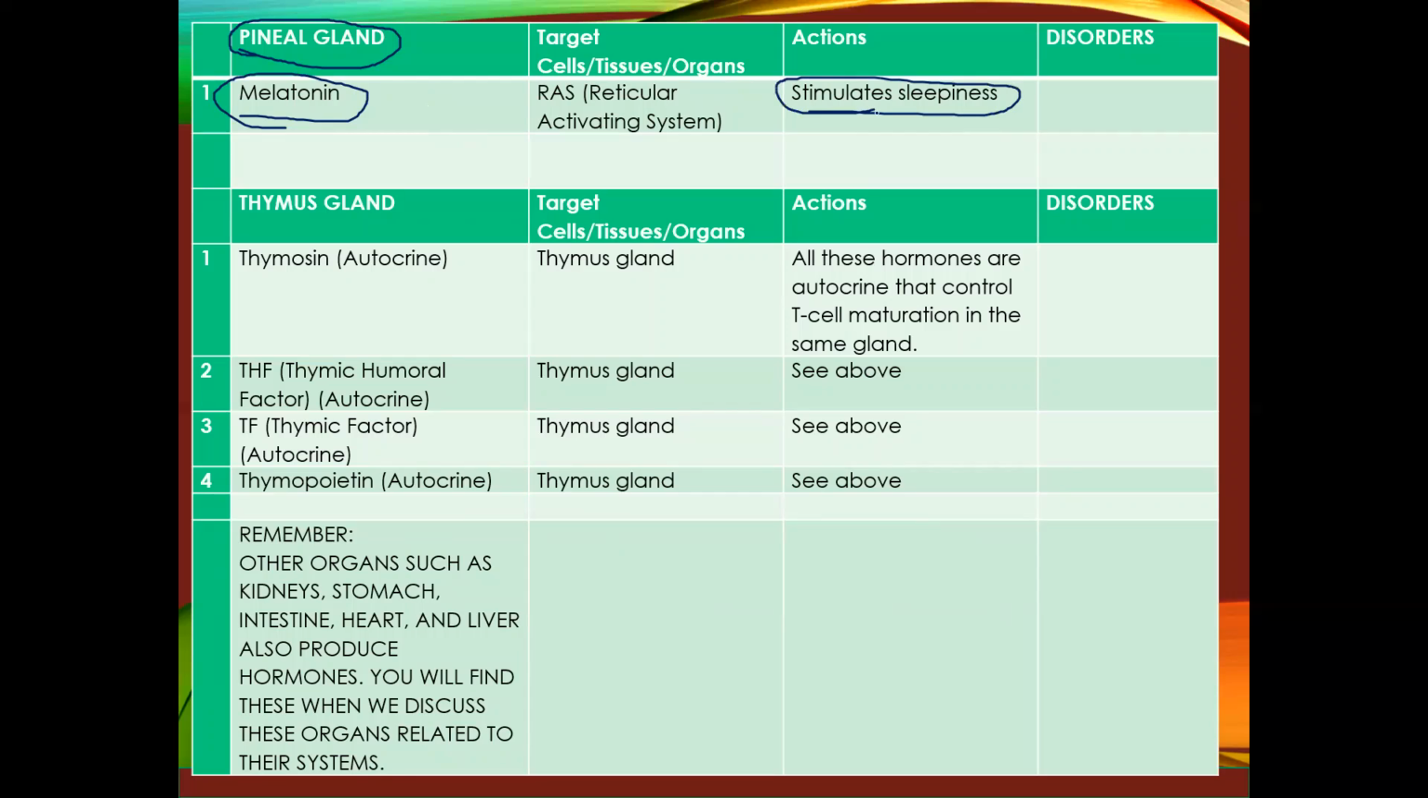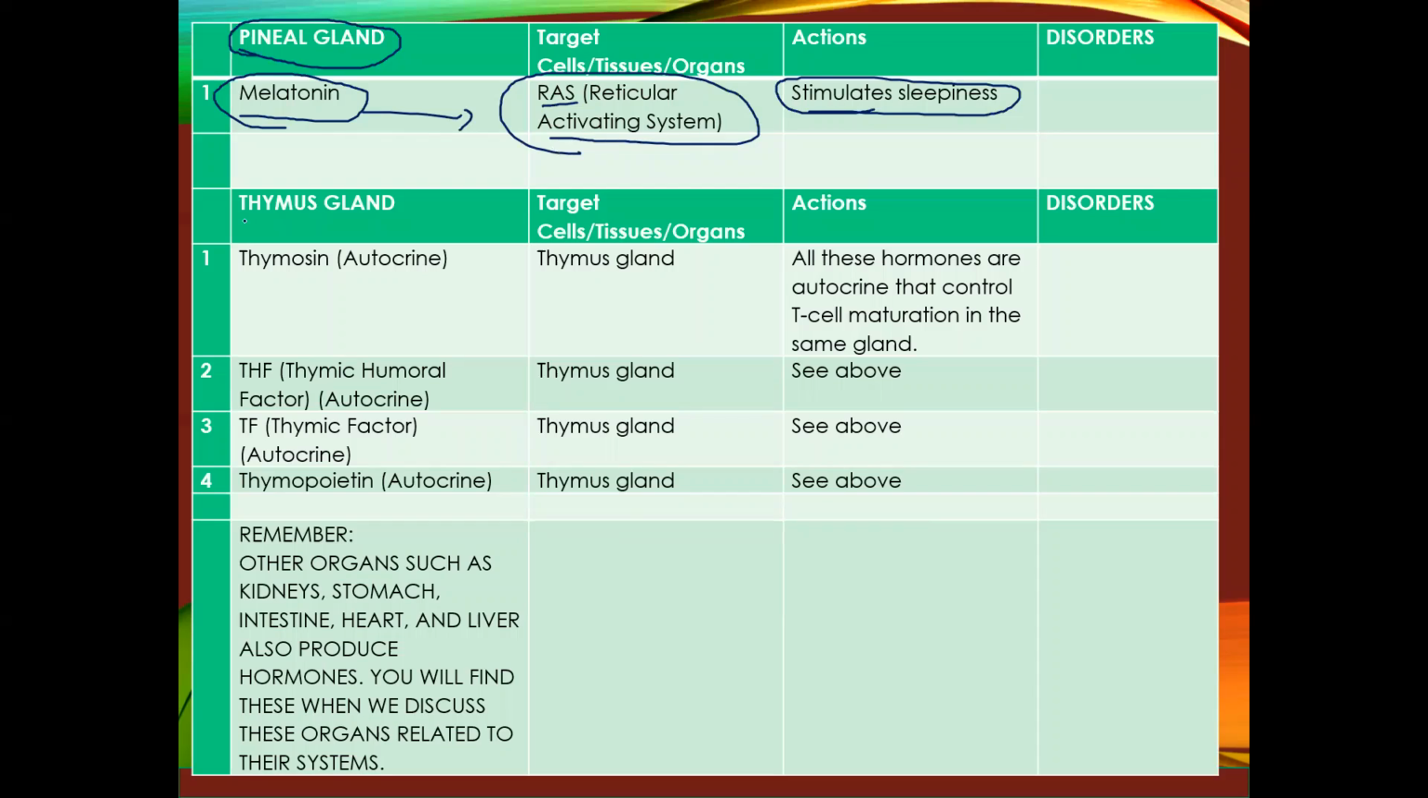Now, what is the target for this one? It's going to be the area that controls wakefulness and sleepiness in our brain, which is the area on the lower part of the brain, on the brain stem, called the RAS, reticular activating system. So this is going to be the target for the melatonin.